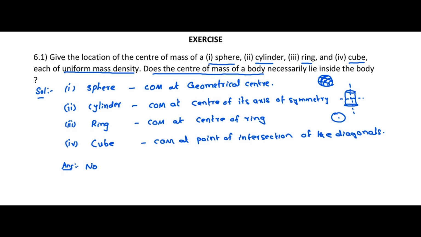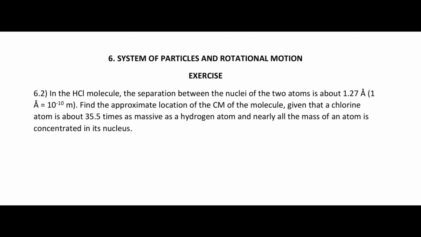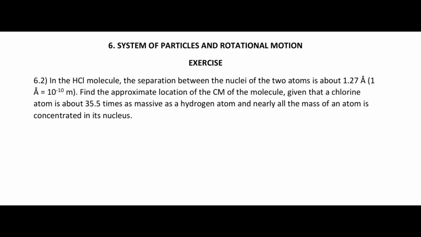Coming to 6.2. In the HCl molecule, the separation between the nuclei of the two atoms is about 1.27 angstrom. Find the approximate location of the center of mass of the molecule given that the chlorine atom is about 35.5 times as massive as hydrogen atom, and nearly all the mass of an atom is concentrated in its nucleus.